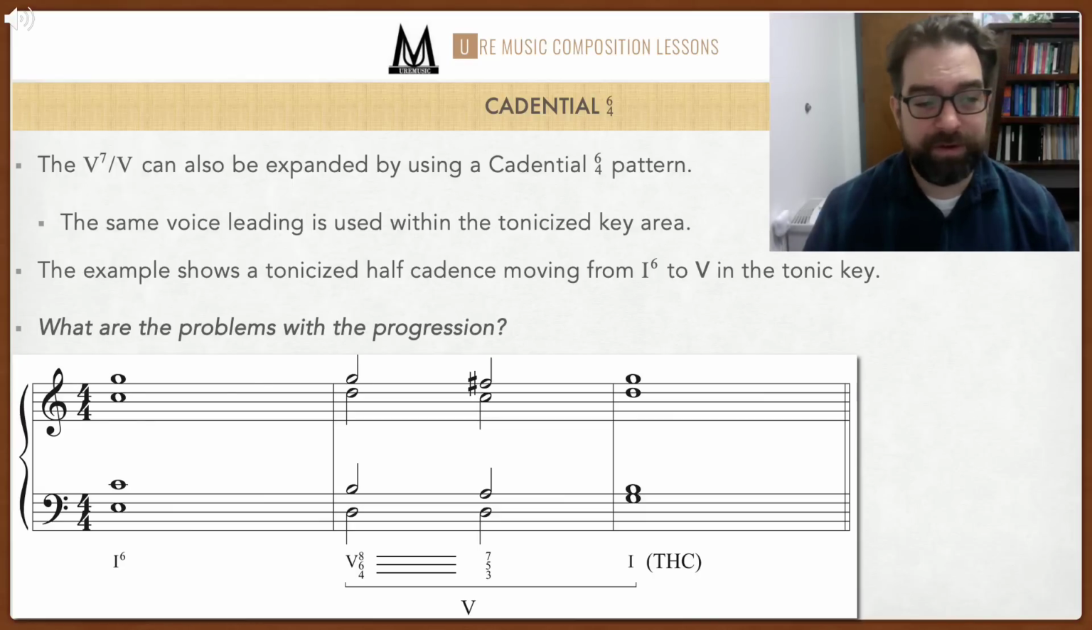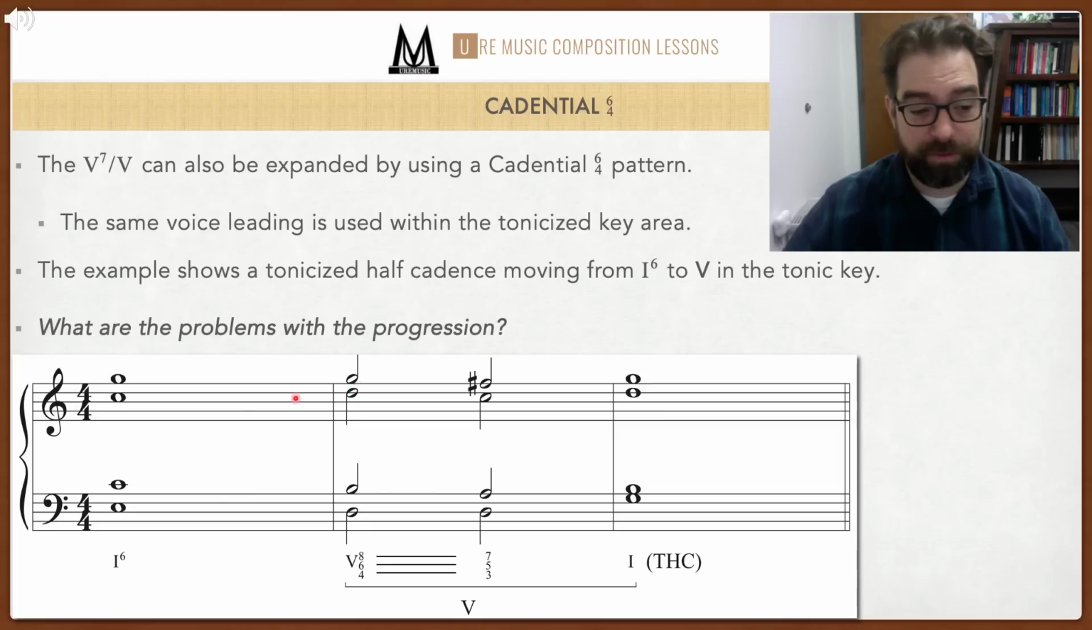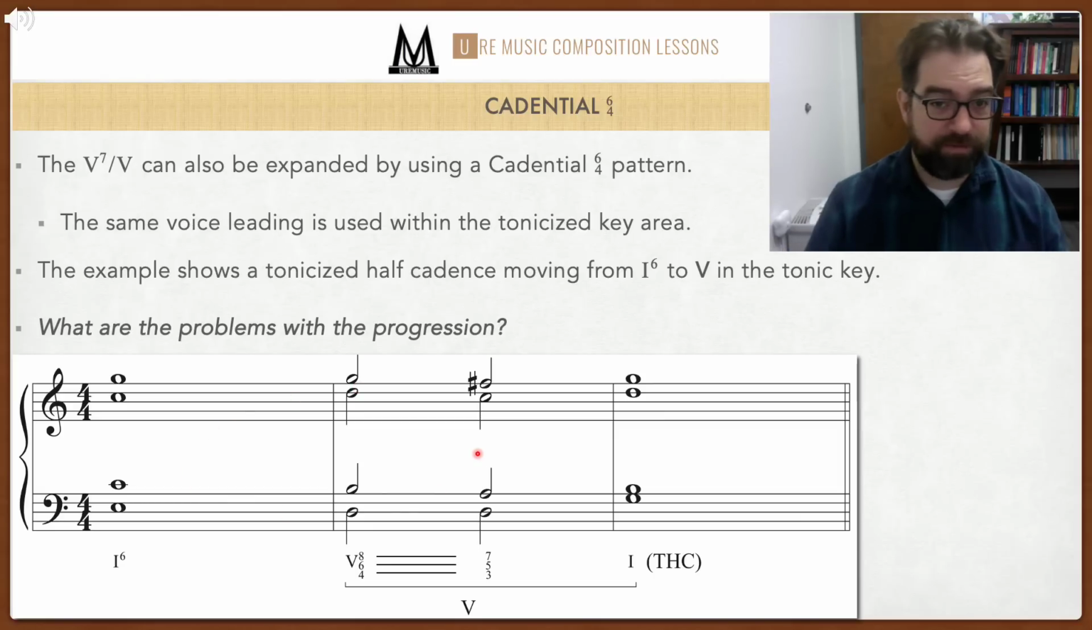So the 5/7/5 can also be expanded by using a cadential 6/4 pattern. The same voice leading is going to be used within the tonicized key area. And if you see this example, it shows the tonicized half cadence moving from 1/6 to 5 in the tonic key. Now there are some issues with this progression, which I've provided here so that you can find the solutions and practice some of your part writing skills.